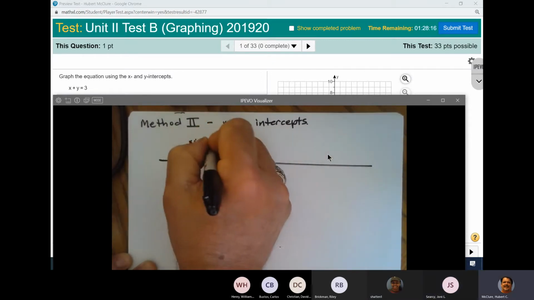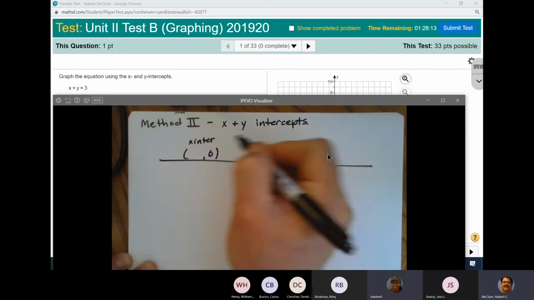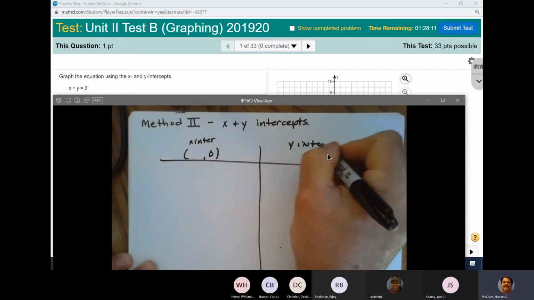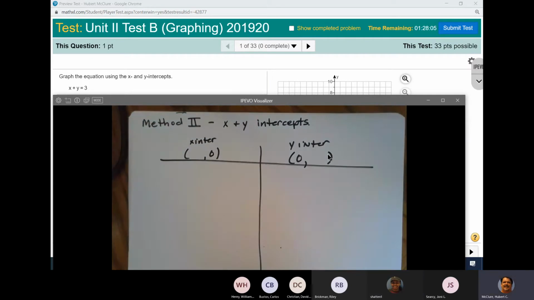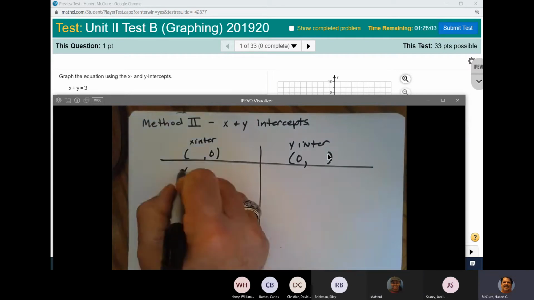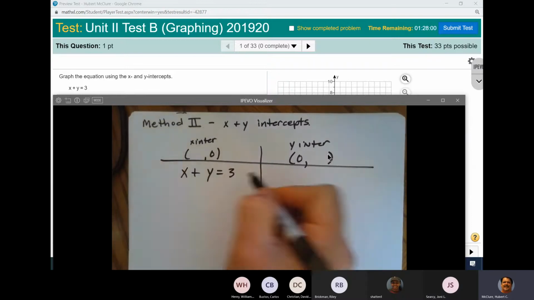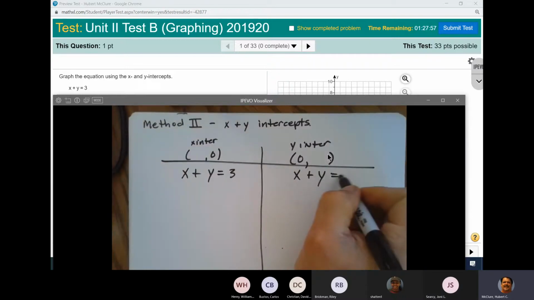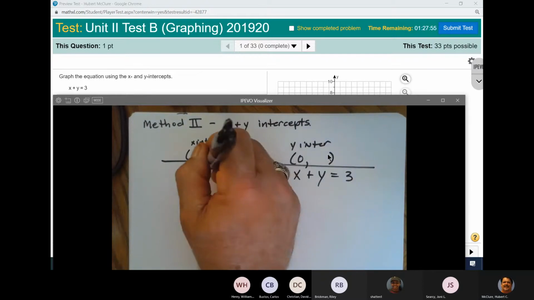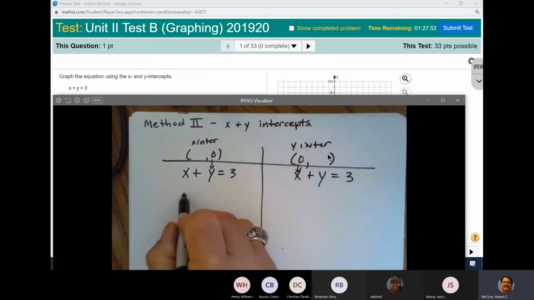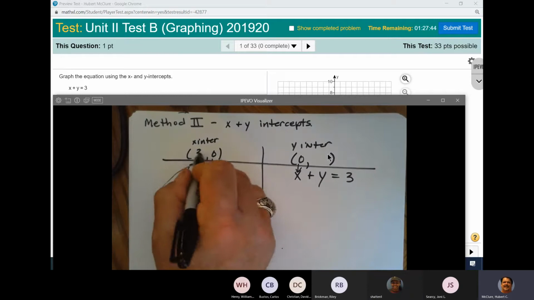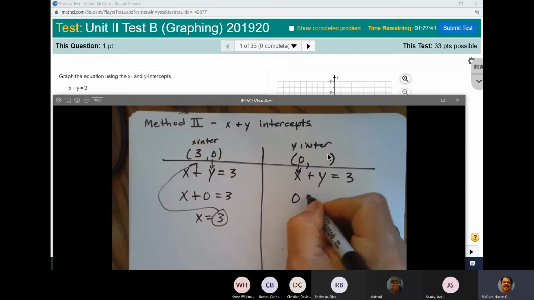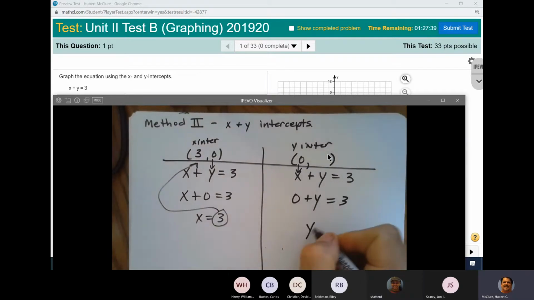X-intercept, 0 for Y. Y-intercept, 0 for X. X plus Y is equal to 3. X plus 0 is equal to 3. X is equal to 3. 0 plus Y is equal to 3. Y is equal to 3.